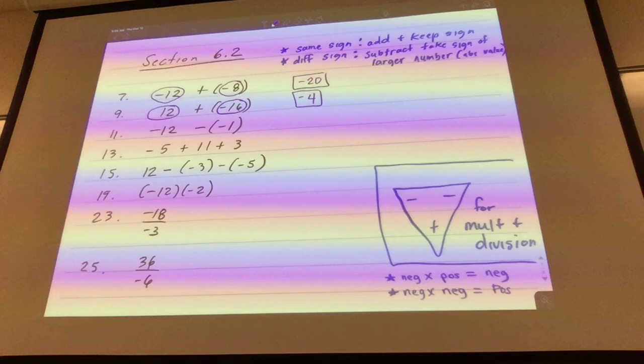36 divided by 6 is 6, but this time I have 1 positive and 1 negative. If I cover those up with my hand, what's the sign left? Negative, so that means this one's a negative. Or using your rules, a positive divided by a negative is a negative. Okay?